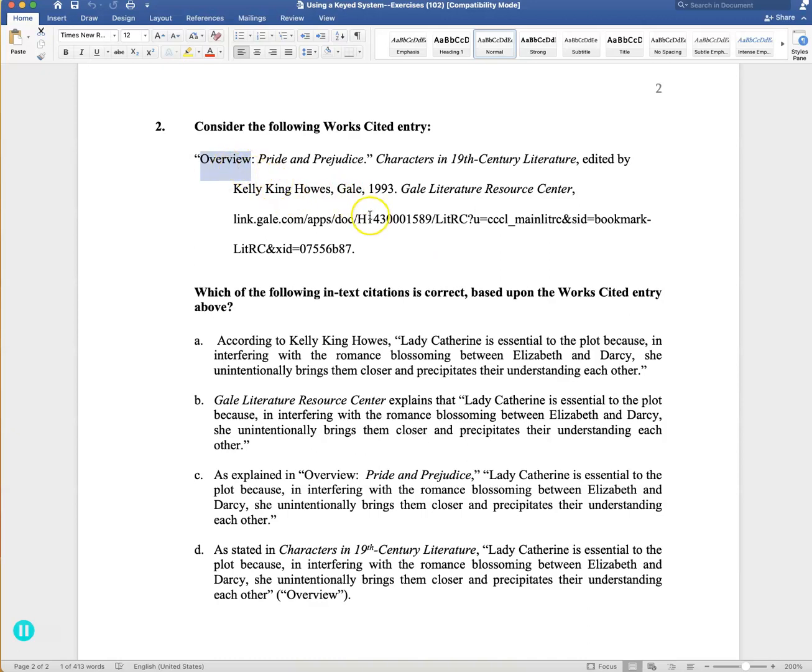So the keyword here is overview. So what the in-text citation, a quote from this source, has to have in either the signal phrase or the parentheses is the word overview. So pause the video, look through A through D here, and see if you can tell whether or not each one is correct, and we'll come back. And by the way, I think there are a couple that might be correct here. So let's pause the video, and then you can look at that, and then I'll come back and give you my feedback.